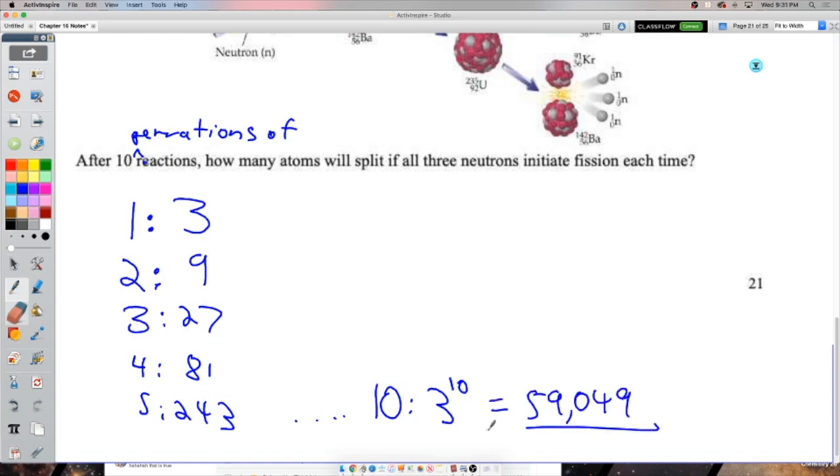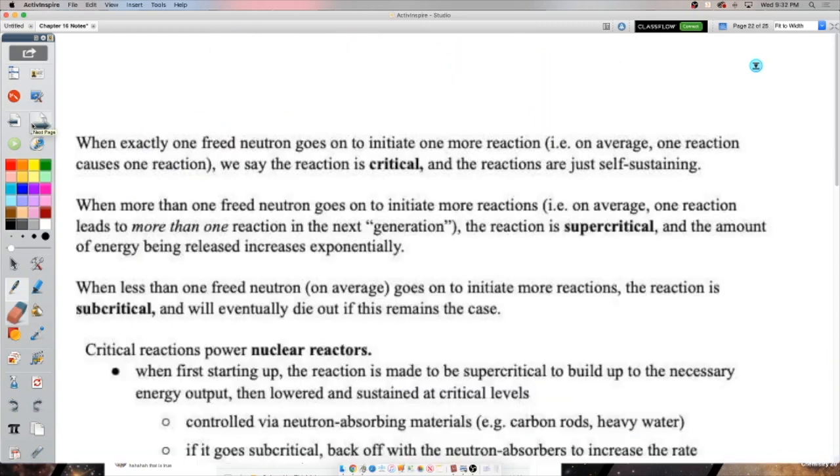3 to the power of 10 is 59,049 potential reactions that are happening then. Okay, that's just on that generation, not even adding all the ones that came before. That's only 10 generations later. That's not that much, right? So you can see how this can get out of control pretty quickly. You have exponential growth of the energy being put out.